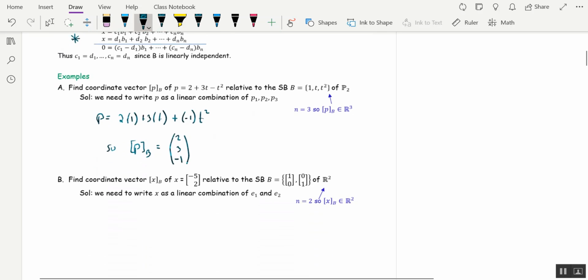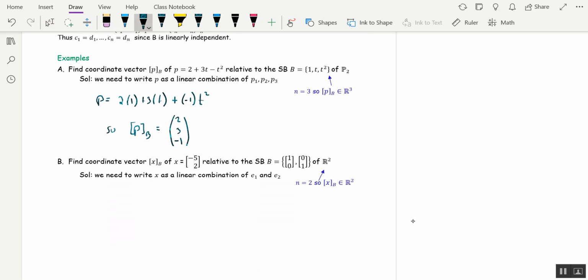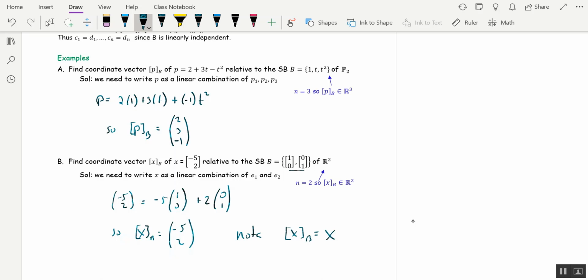Okay, let's do another one. Find the coordinate vector of (-5, 2) relative to the standard basis of R2. Now, the standard basis of R2 has two elements in it, and so we're going to get a vector in R2. So let's write (-5, 2) as a linear combination of e1 and e2. So that's -5 e1 plus 2 e2. So x_B is equal to the coefficients (-5, 2). Note, in this case, x_B is equal to x. So in this case, when we take the coordinate vector, we end up with the vector we started with.